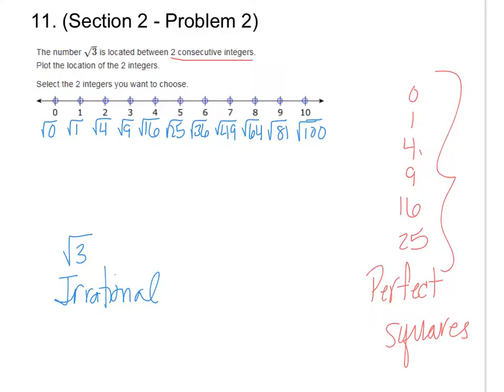So we have to figure out, where would the square root of 3 go on our number line? Well, I have the square root of 1 right here, and I have the square root of 4 right here. So I know that the square root of 3 would be in between those two numbers. So if it says plot the location of the two integers and select the two integers you want to choose, you would want to choose 1 and 2, because those are the two consecutive integers that the square root of 3 is in between. So you'd want to make sure you picked 1 and 2 for this problem.